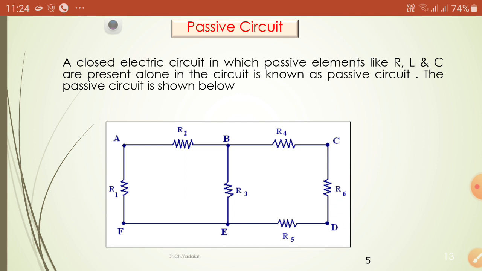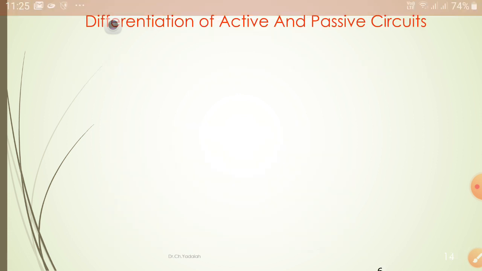Just like vectors and scalars: vectors have magnitude and direction, and the active circuit consists of active elements and passive elements, just like a vector. The scalar has only magnitude, no direction. Similarly, the passive circuit is equal to a scalar quantity, and the active circuit is a vector quantity. You can remember it that way. The passive circuit consists of only passive elements, no active elements. So this is the differentiation between active and passive circuits.